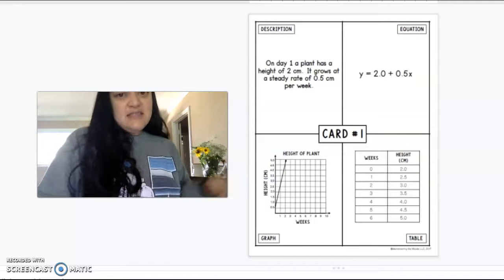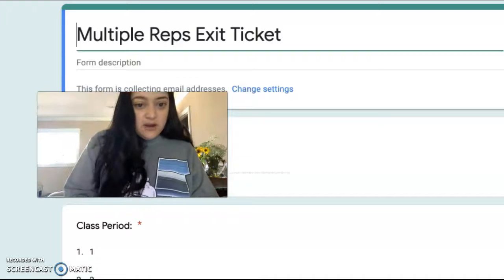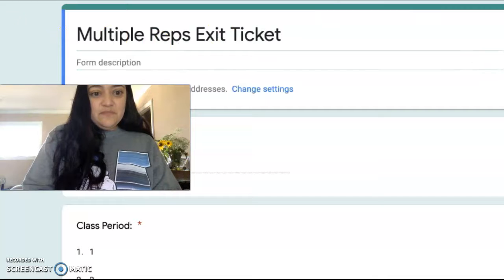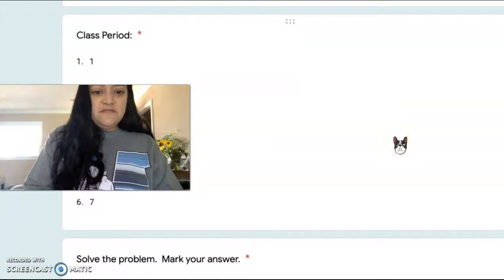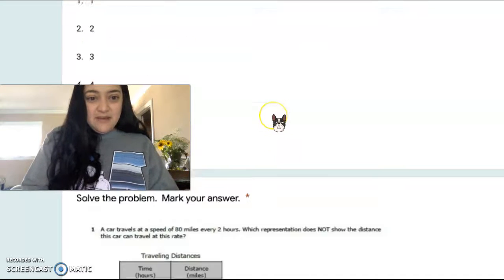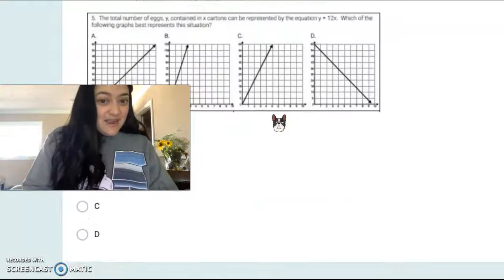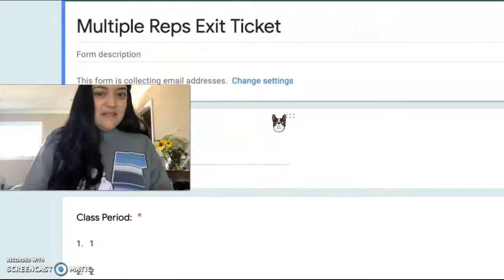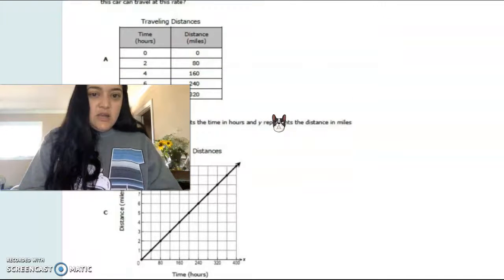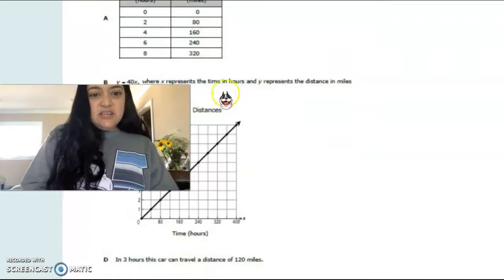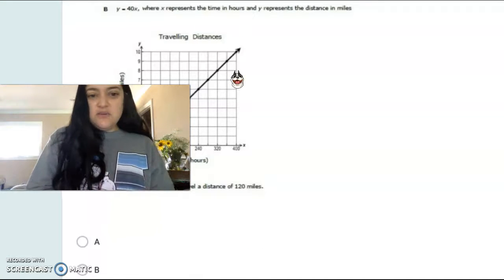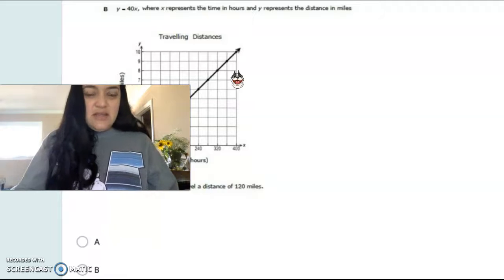After you finish that, the last thing that you're doing for this week is this multiple representations exit ticket. It's just like the other Google Forms. You fill it out and send it to me. Please make sure you put your full name, so I give you the correct grade, and that's it. It's the same thing, except it's word problems. A car travels at a speed, which representation does not match. So it's going to show you a verbal description, and then you have to match it. It's pretty much like the cards. You can use the cheat sheet, anything you need to help you.